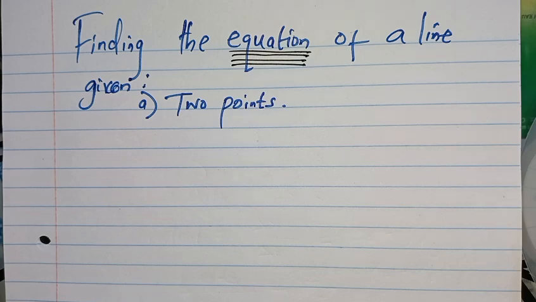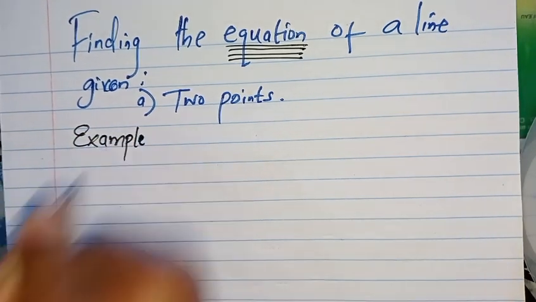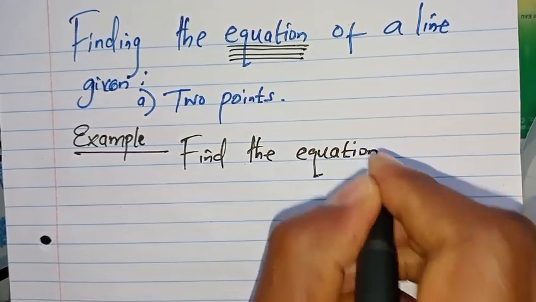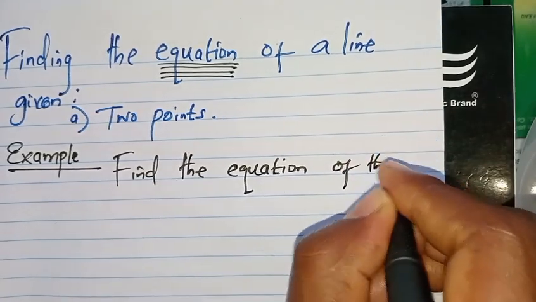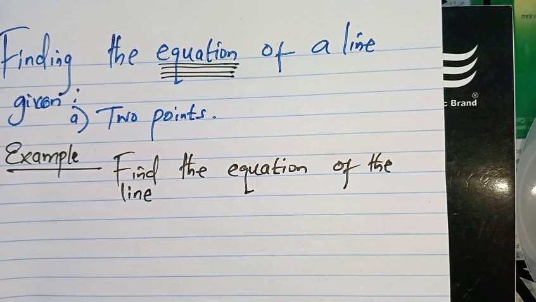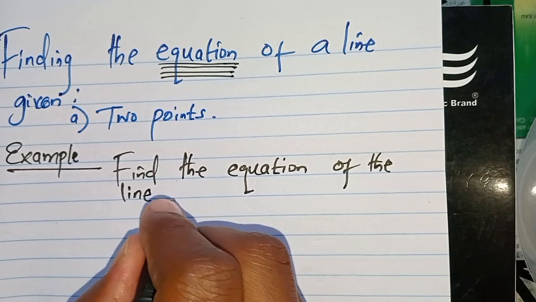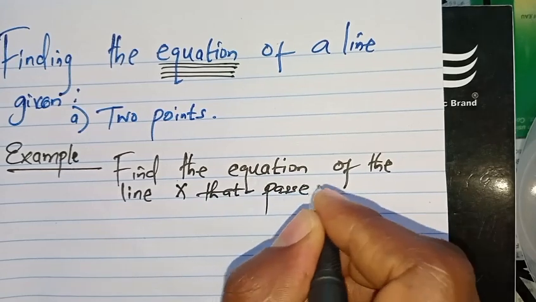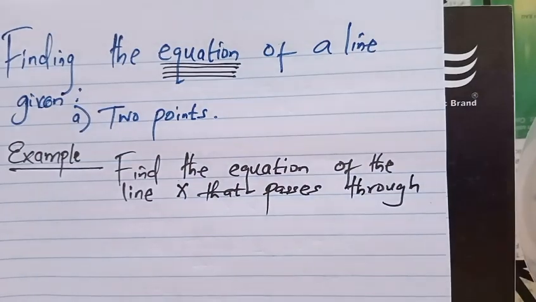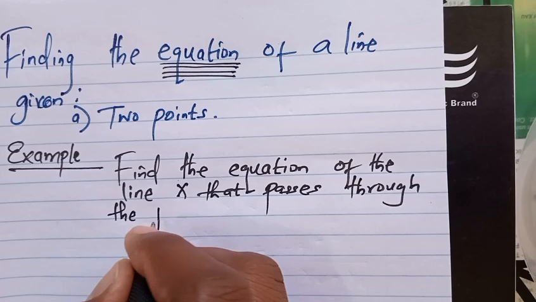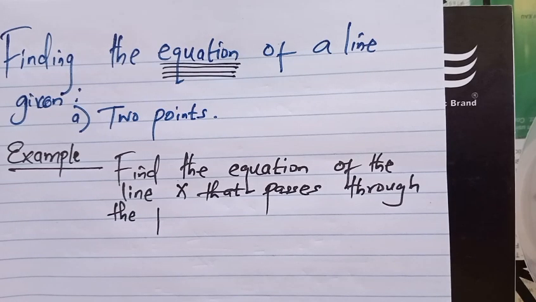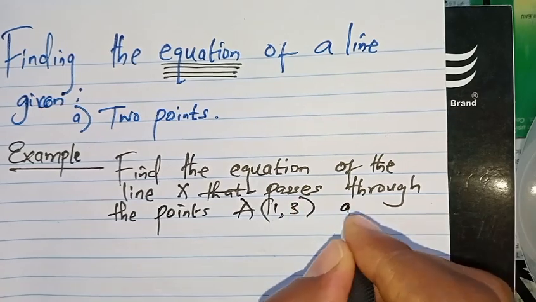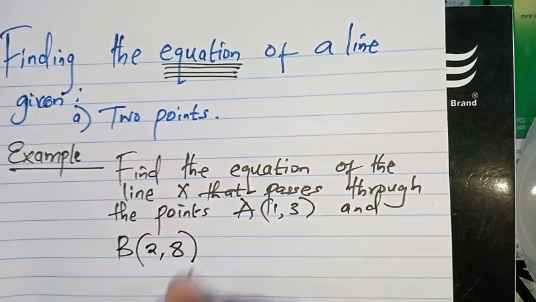Example. I just give one example for that. Find the equation of the line that passes through, we can call it line X, that passes through the points A, whose coordinates are given, and B, whose coordinates are given.